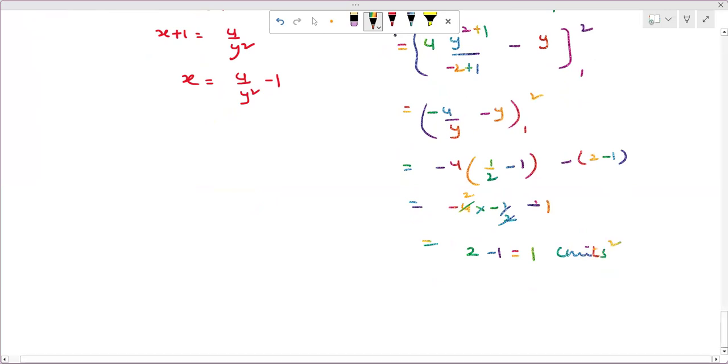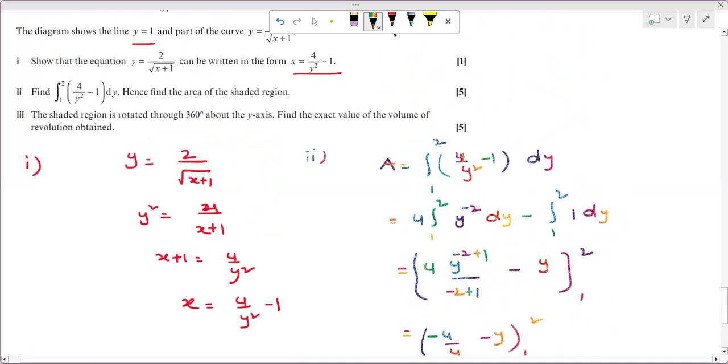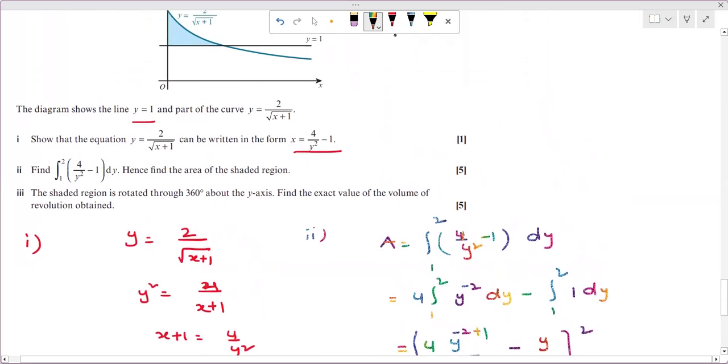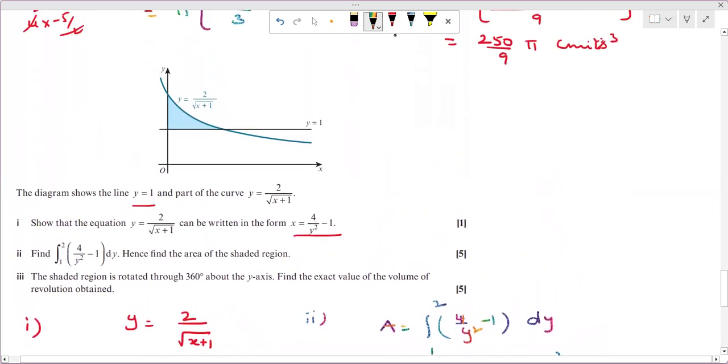Okay. Now next, they're asking us to find the volume when the shaded region is rotated through 360 degrees about the y-axis. So this is 1 and this is 2, as given, and we need the exact volume. If I'm rotating like this, extending like this, it will come like this. So this full volume we should find, with 1 to 2 given.